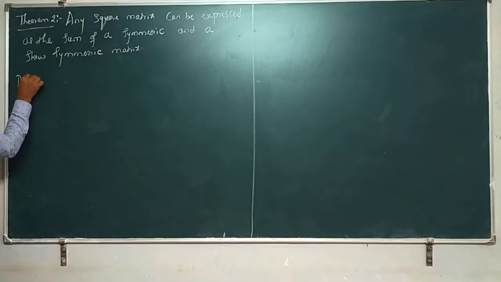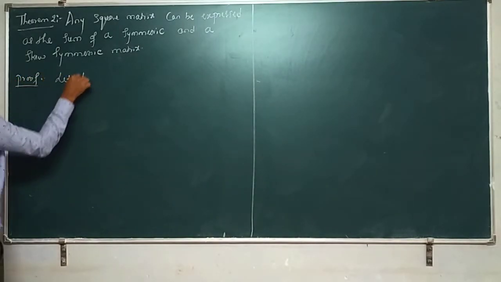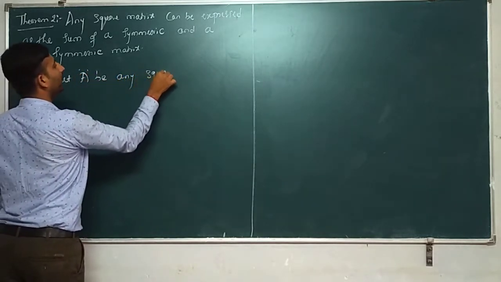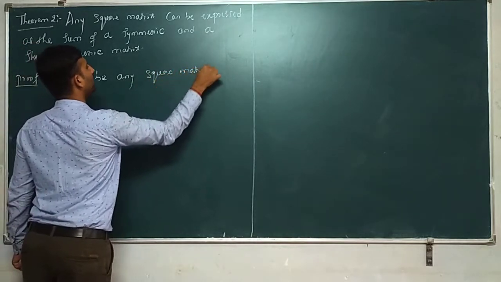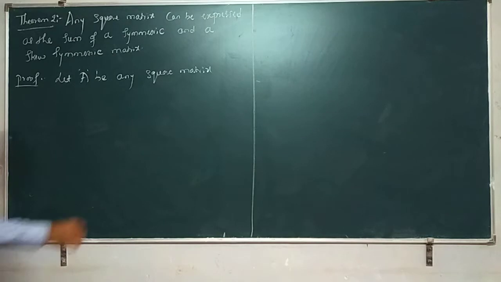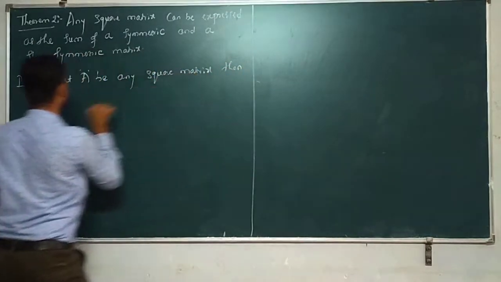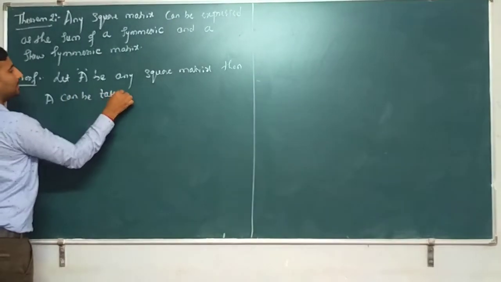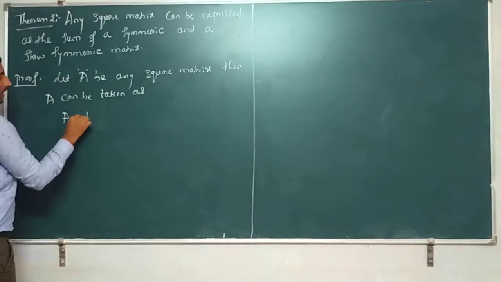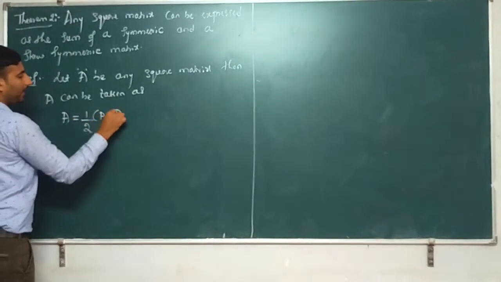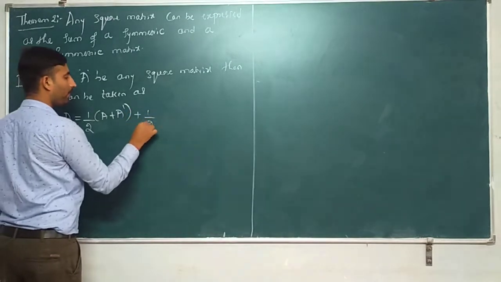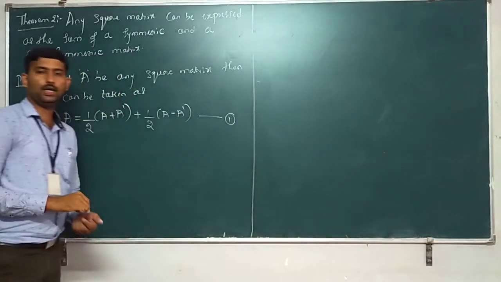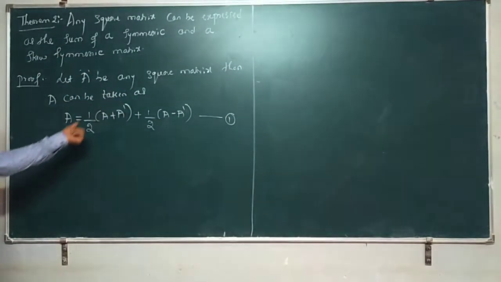Solution or proof. Let A be any square matrix, then A can be taken as A is equal to half (A plus A dash) plus 1 by 2 times (A minus A dash). Equation number 1. Surely I have to check whether this is correct or not.